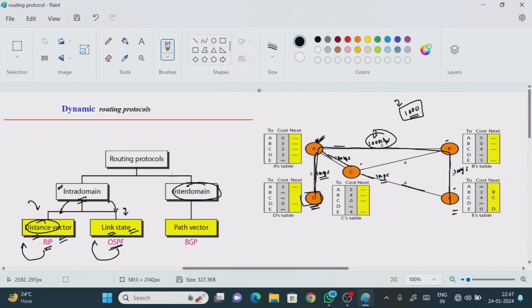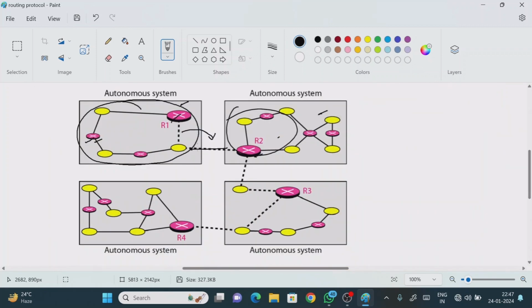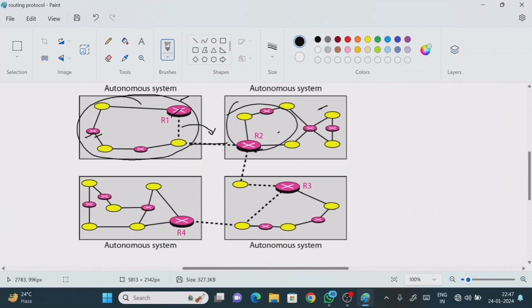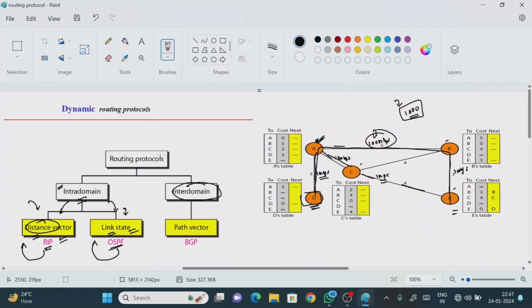Now, the points we have to understand in today's class: what is a routing protocol, and what is the requirement of a routing protocol, which we have learned. Then the difference between static routing protocol and dynamic routing protocol. For the dynamic routing protocol to function effectively, we divide it into two: one called intra-domain and the other called inter-domain. So the whole internet is divided into autonomous systems, and based on how these routing protocols work, we have this classification. I hope you understand.